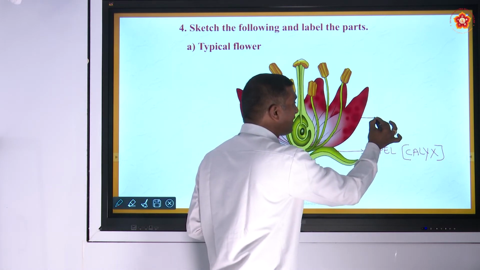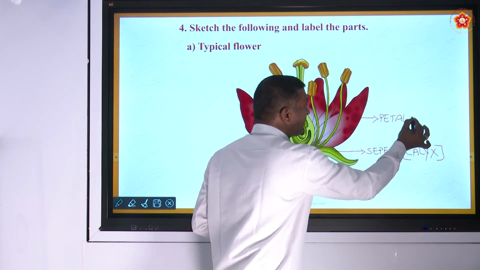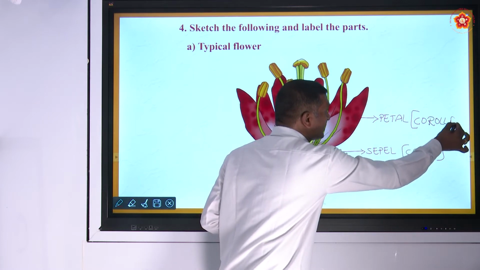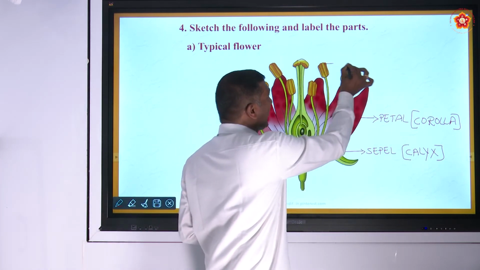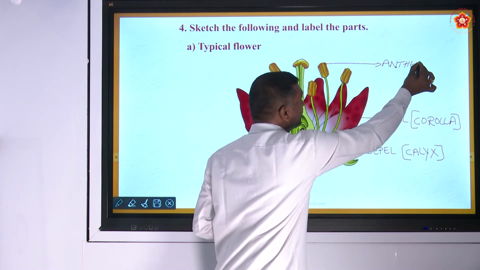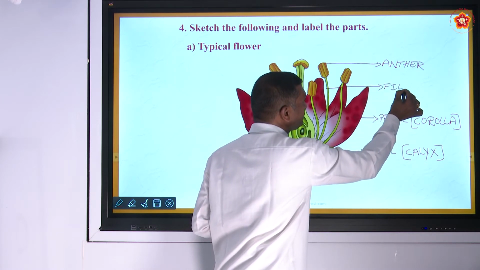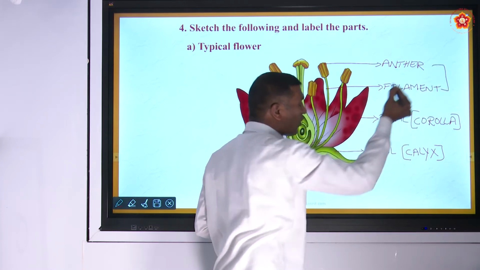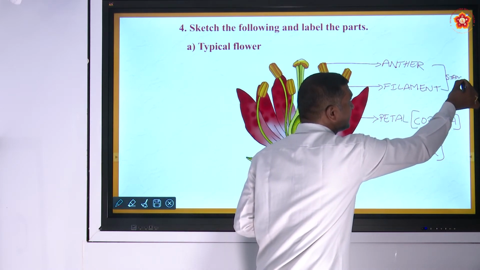And this is the colorful one, that is petal. Petal, and the collection of petals, very good Mr. Manoj, it is corolla. Then you have the anther with its anther lobes, and then you have an elongated filament, which together form the male reproductive part, which is called the stamen.